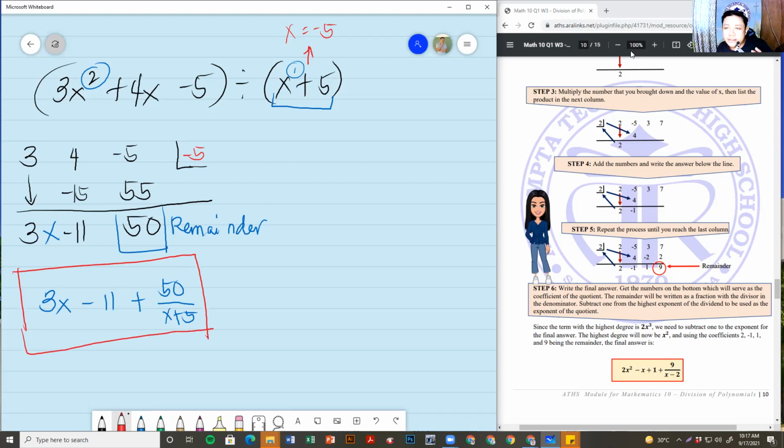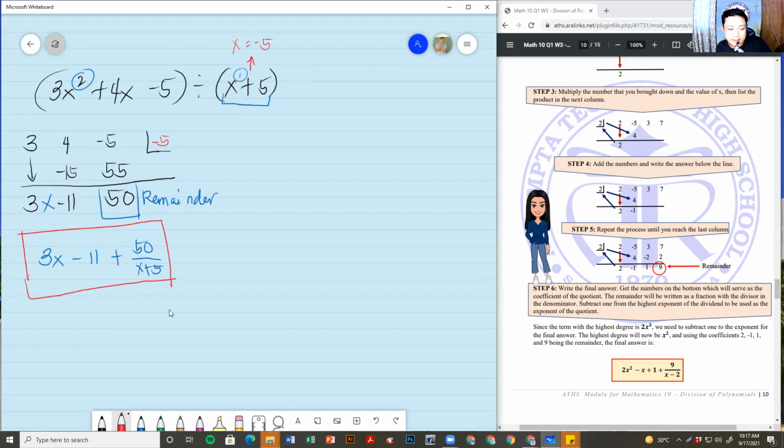Show a reaction if you understood that process. Great. Let's do the long division naman kasi baka magtampo naman yung iba nating classmates. Puro lang tayo synthetic, gusto ko long division. Let's do the long division. And actually, it's just easy. Ready?